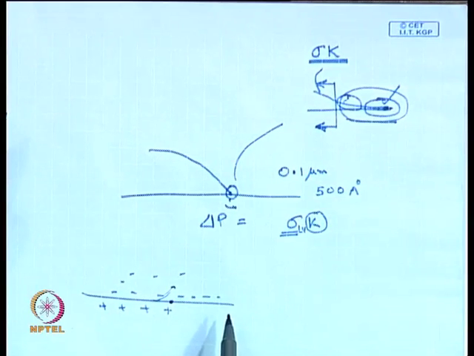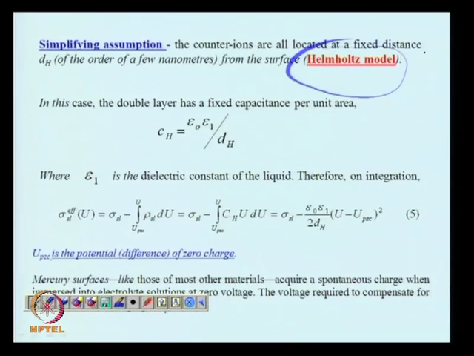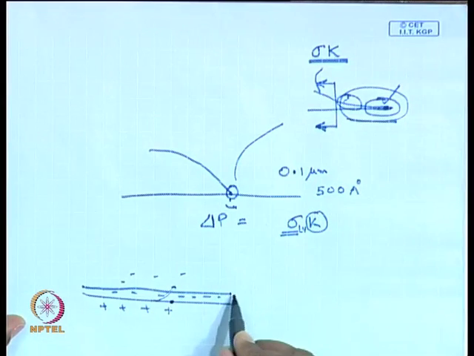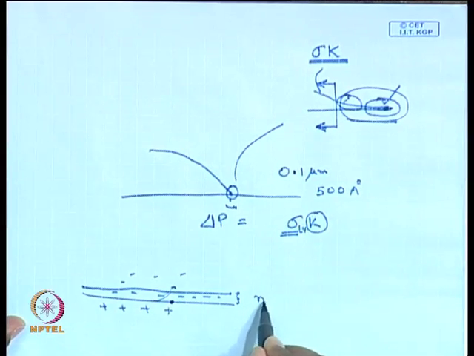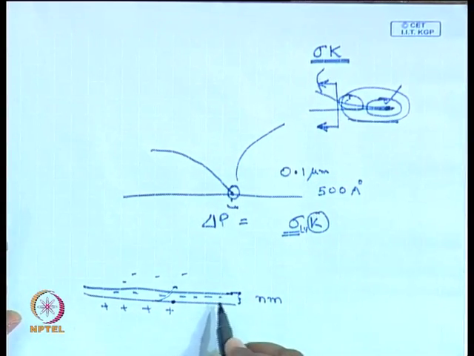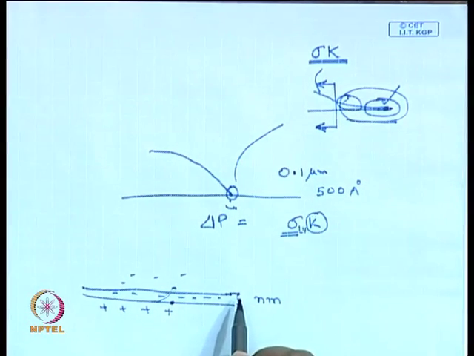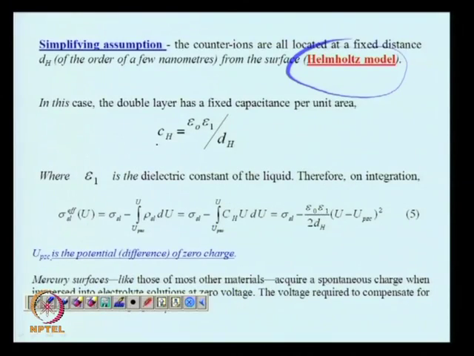So, the model proposed by Helmholtz is used, which assumes that all the counter ions are going to be situated in a very thin layer of the order of a few nanometers. This Helmholtz model for the electric double layer has given rise to the concept of a double layer with a fixed capacitance per unit area.